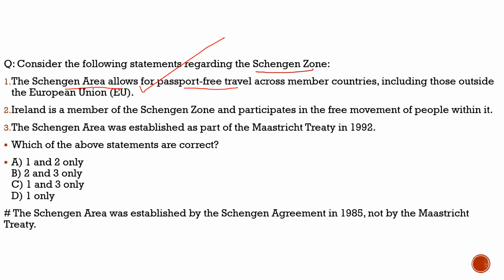Statement 2, Ireland is a member of the Schengen zone and participates in the free movement of the people within it. No, Ireland is not a member of the Schengen zone. It is a member of the European Union, but not a member of the Schengen zone. Third, the Schengen area was established as part of the Maastricht Treaty in 1992. Totally incorrect. It was established by the Schengen Agreement in 1985. So this is also incorrect. So with respect to this question, the correct option is option D, which is 1 only.